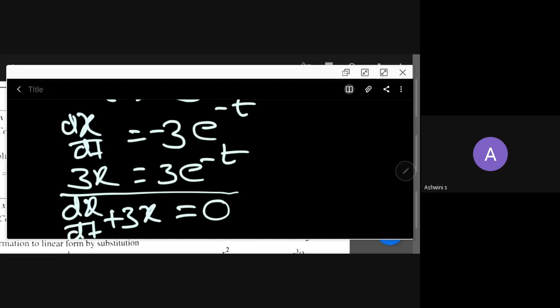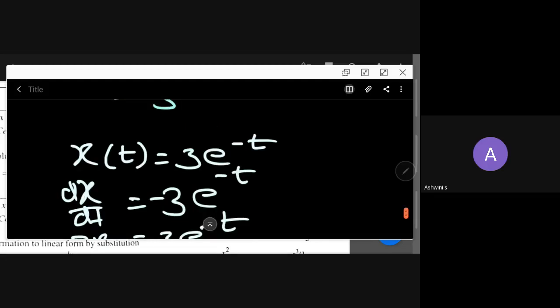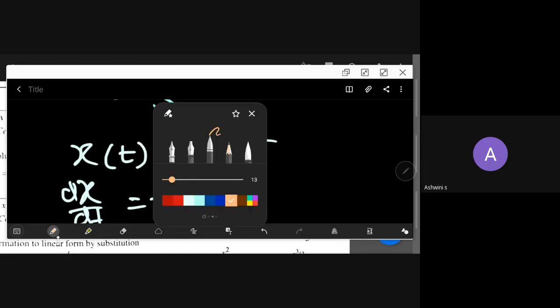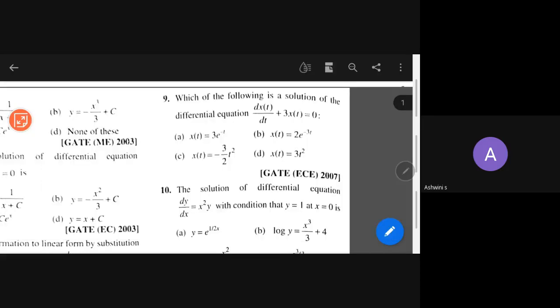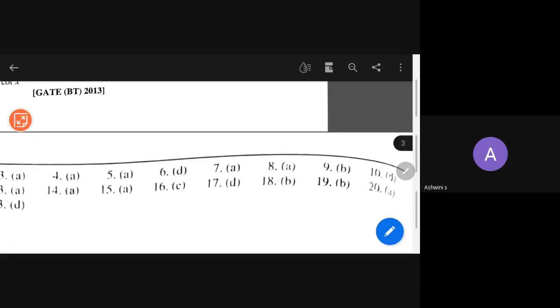Answer is A. So our choice here is this, which is correct. e power minus 3t is A. So the 9th question is A. The key for the 9th question says B, but A is the correct answer.